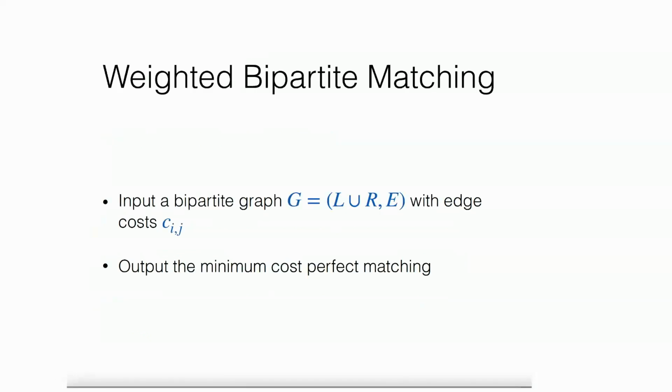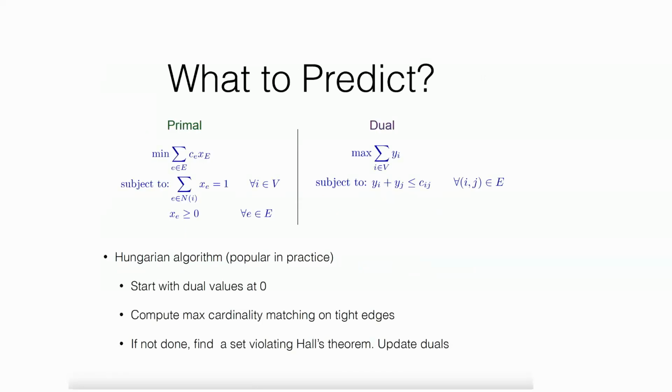So the example problem they were looking at for this is weighted bipartite matching, right? You're given a bipartite graph, a left side and a right side, with edge costs. You want to output the minimum cost perfect matching. In their version of the problem, the left and right sides stay fixed, but the edge costs update for each instance, right? So the edge costs might get updated. And the question is what to predict.